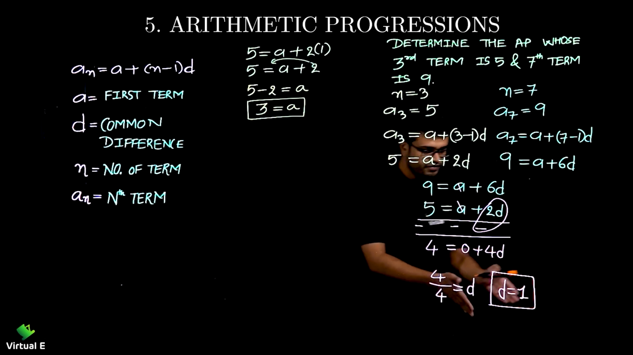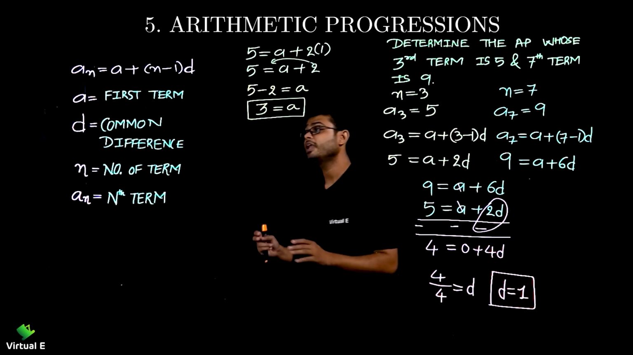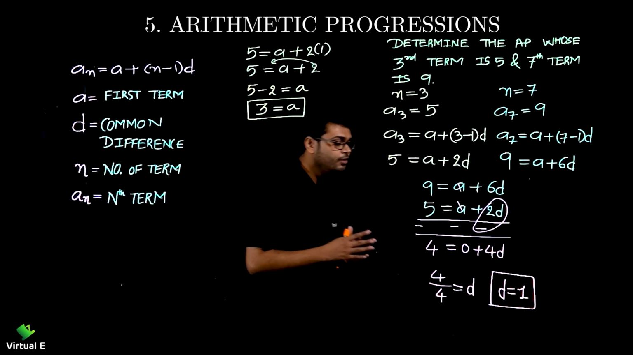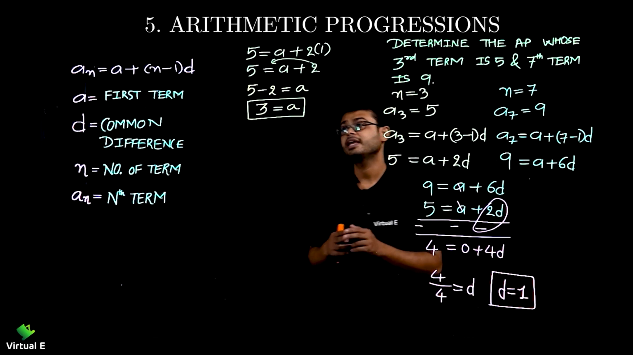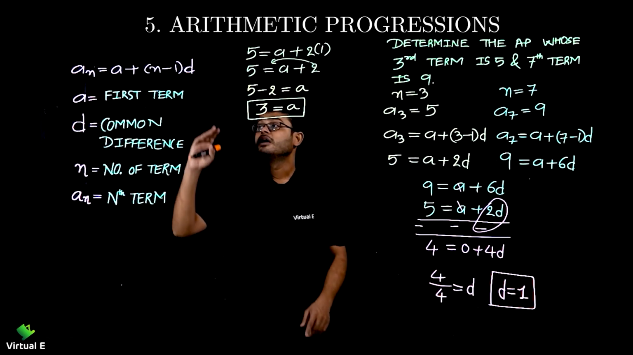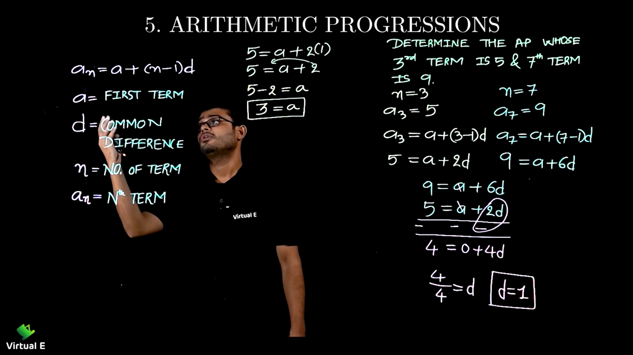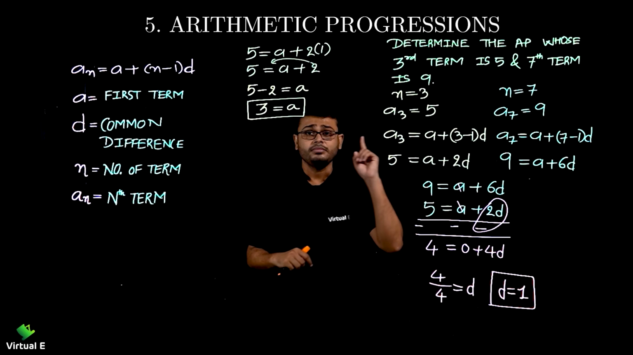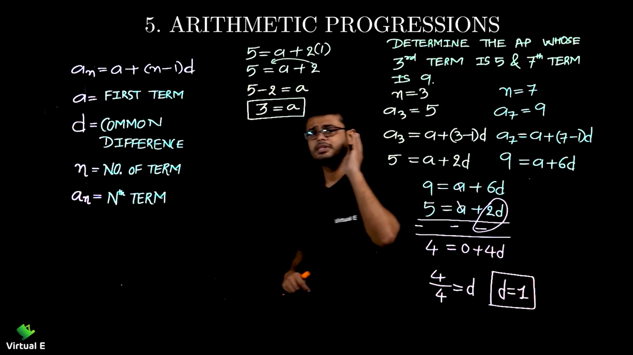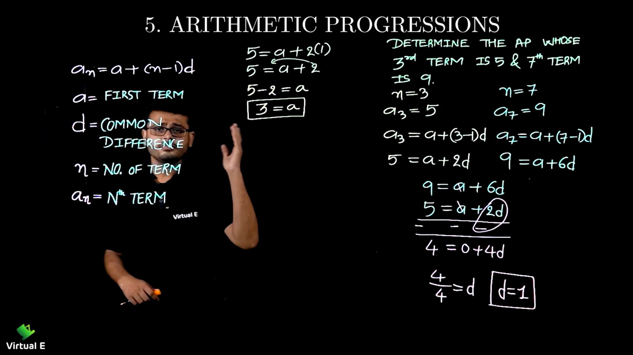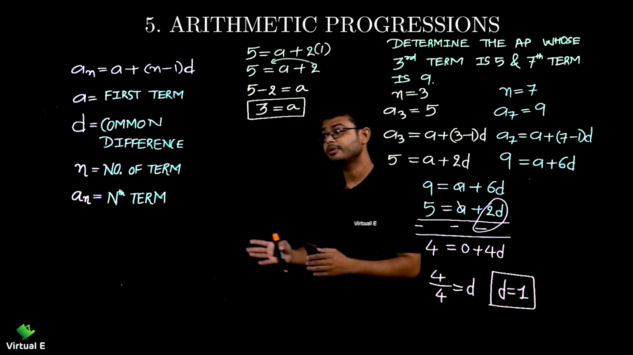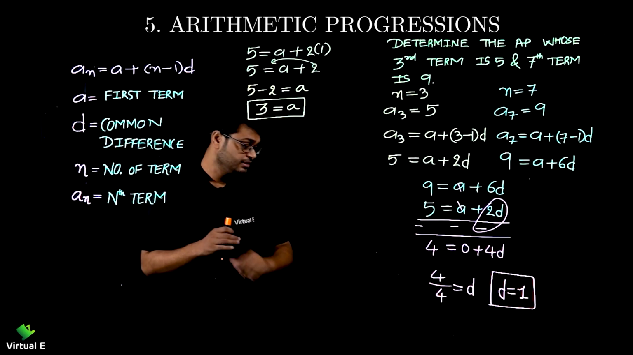And what's my common difference? 1. Now we need to find the AP. How do we find the AP? When we know the value of A and D. Recall, we have discussed this concept very nicely. One way you can do it, you can put the value of n over here. N is equal to 1, n is equal to 2, n is equal to 3 is here only. Then n is equal to 4 and get your AP. Simple.